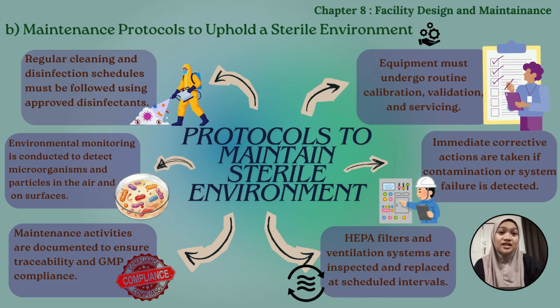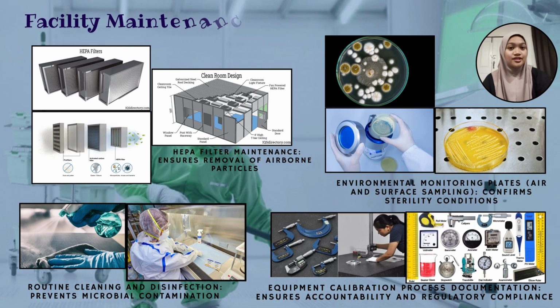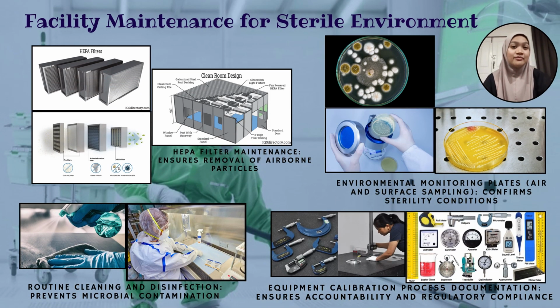All these maintenance activities must be properly documented to meet good manufacturing practice requirements and to ensure traceability and compliance. This slide shows examples of facility maintenance in a sterile environment. The images include HEPA filters and air handling systems that must be regularly maintained to ensure clean air circulation. We can also see cleaning and disinfection procedures that are performed routinely to maintain sterility.